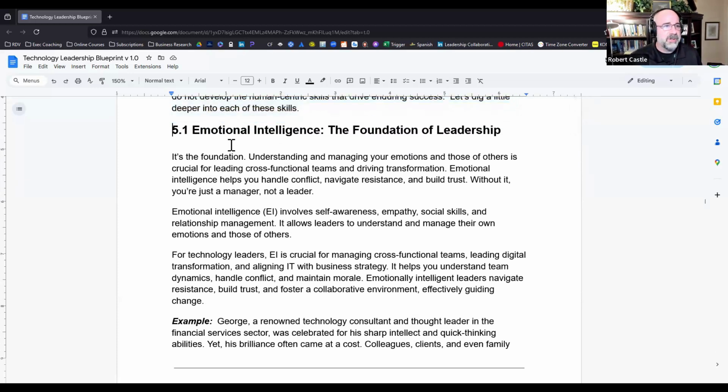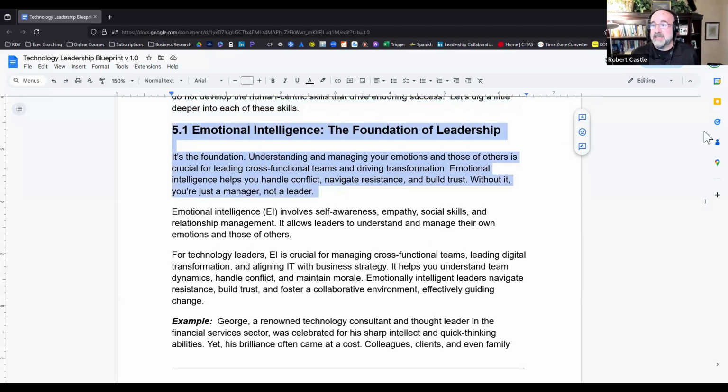5.1, emotional intelligence, the foundation of leadership. It's the foundation. Understanding and managing your emotions and those of others is crucial for leading cross-functional teams and driving transformation. Emotional intelligence helps you handle conflict, navigate resistance, and build trust. Without it, you're just a manager, not a leader.